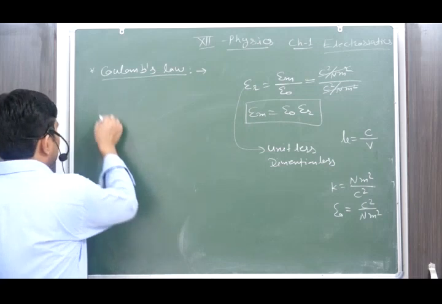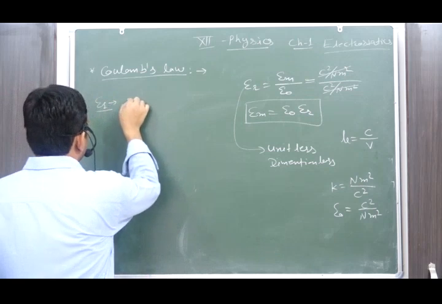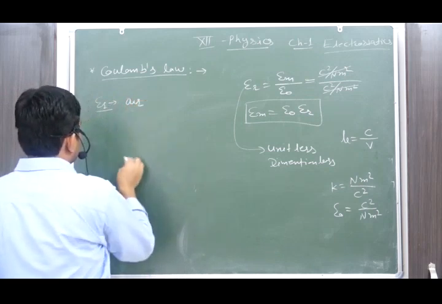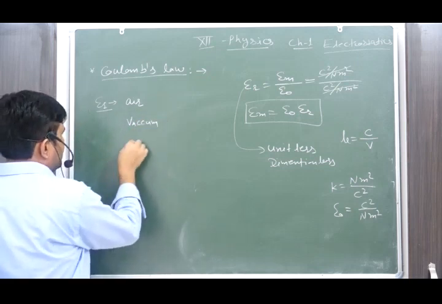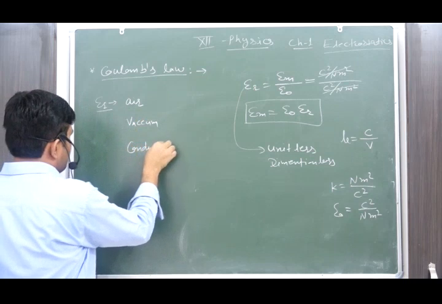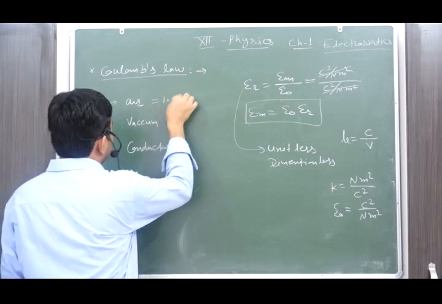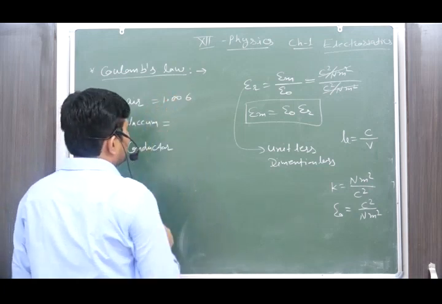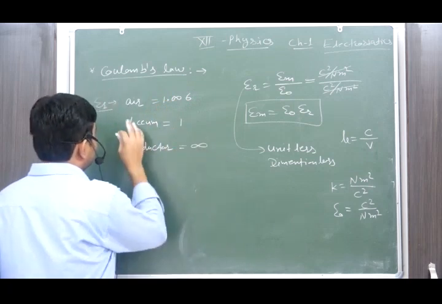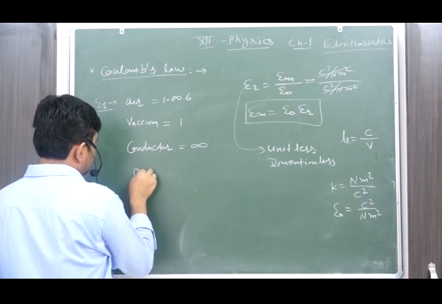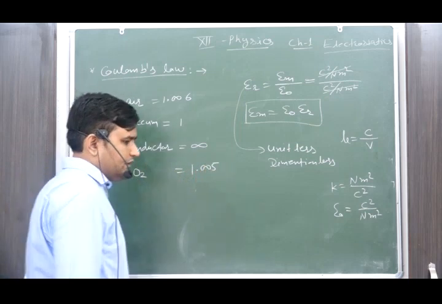Now, some typical values for epsilon r should be remembered directly by us: for air, for vacuum, for conductors. For air, it is 1.006, and for vacuum, it is 1. For conductors, it is infinite, and for oxygen, O2, it is also 1.005.